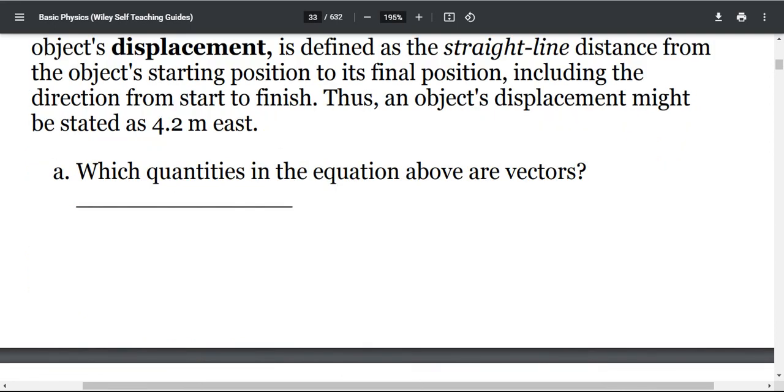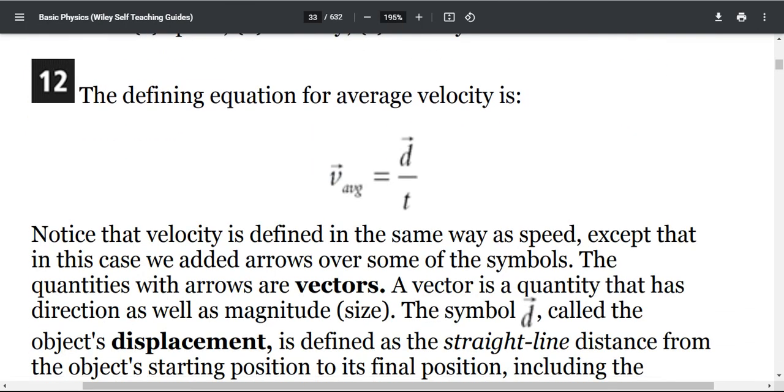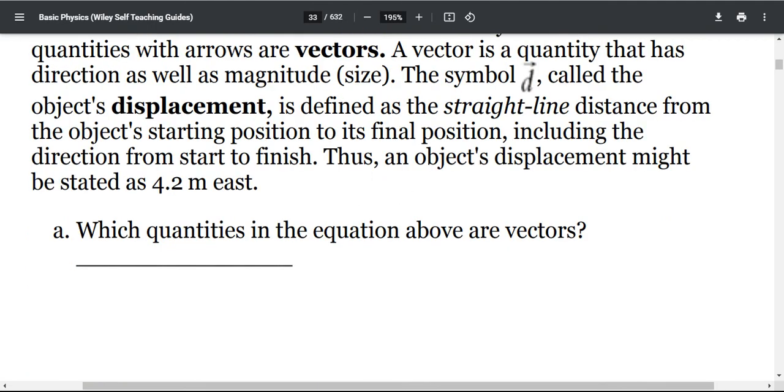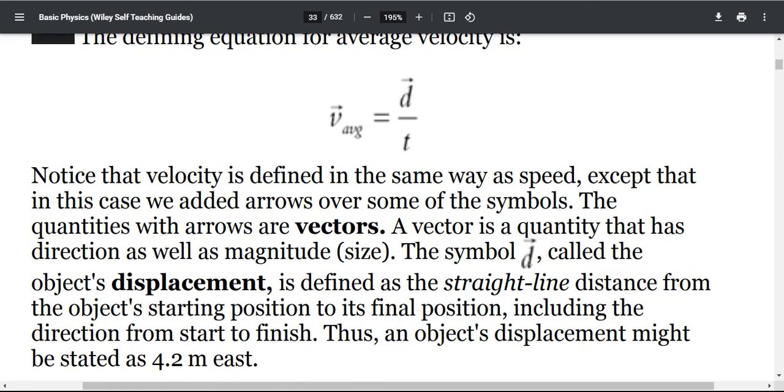In this equation, v average is equal to d over t. Arrows are on the v and the d. Again, what does vector mean? The quantities with arrows are vectors. In the equation, the variables with arrows are vectors, but in this book we call them quantities.